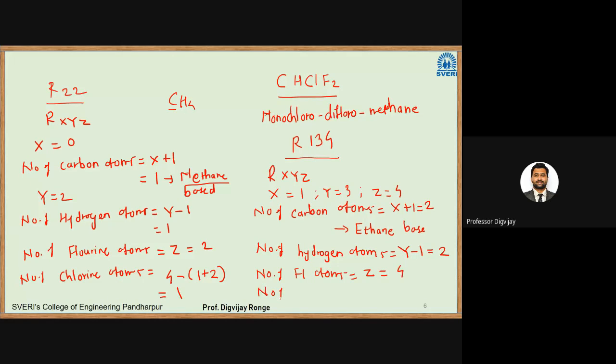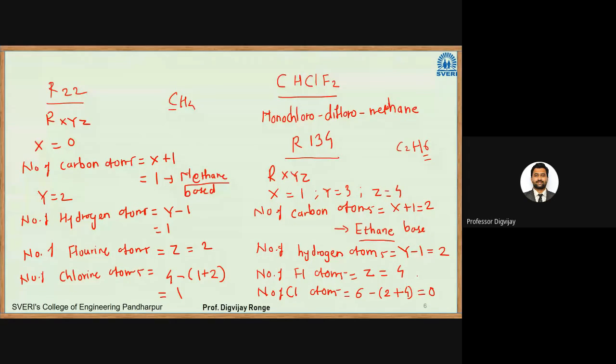Last is the number of chlorine atoms. See here, our product is ethane based. Ethane's formula is C2H6. So for 2 carbon atoms, the number of hydrogen atoms that can be attached is 6, so we have to take 6 here. 6 minus the number of hydrogen plus fluorine atoms. The number of hydrogen atoms here is 2 plus the number of fluorine atoms, that is 4. 6 minus 6, that will be 0. So the number of chlorine atoms will be 0. So we have 2 carbon atoms, then 2 hydrogen atoms and 4 fluorine atoms.